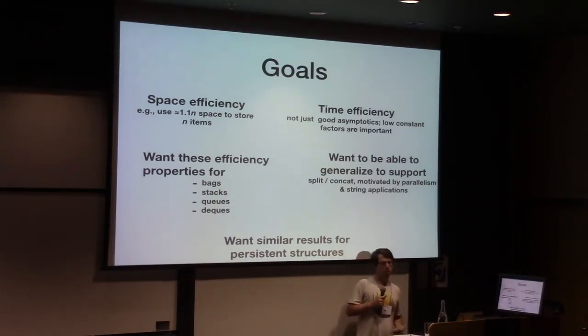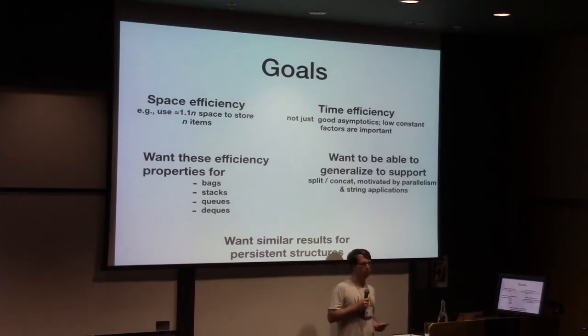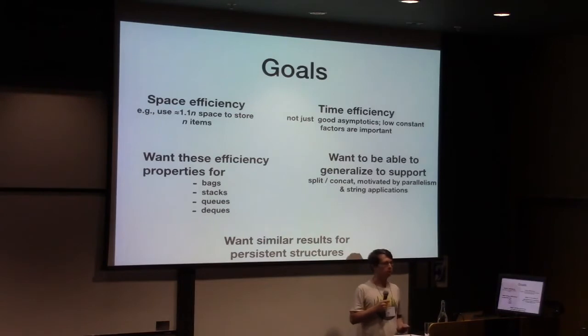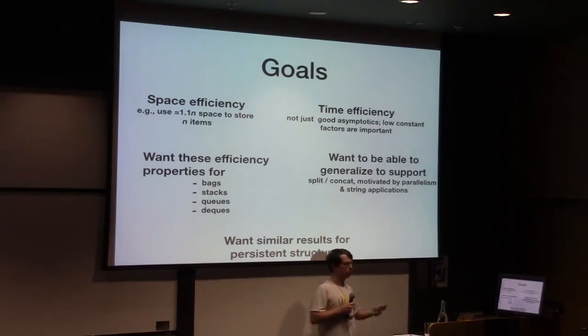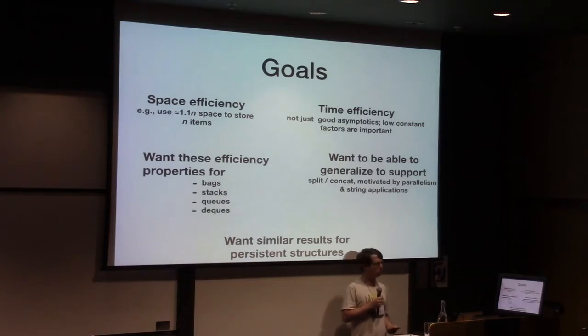You can also get quite efficient access, say, on the ends of the sequence in the ephemeral setting. So time efficiencies can be quite important in certain circumstances for certain algorithms. So that's something that we'd like to have. And of course, we'd like to support a variety of sequence representations and generalize that to something with sort of the profile of a finger tree.